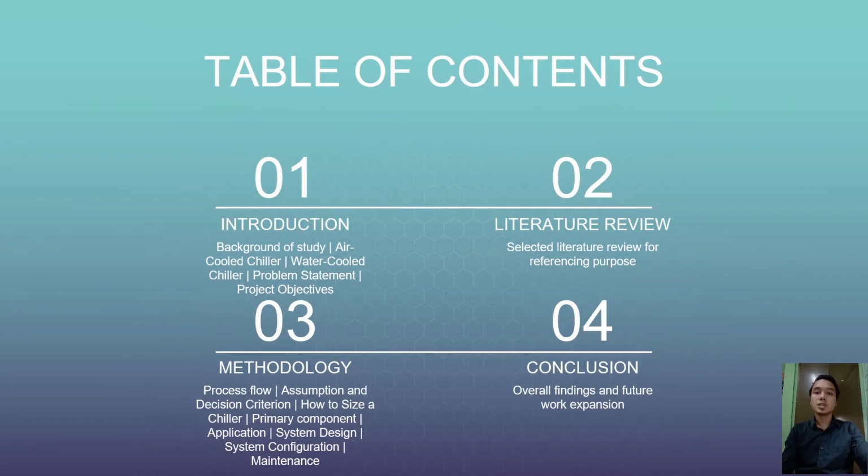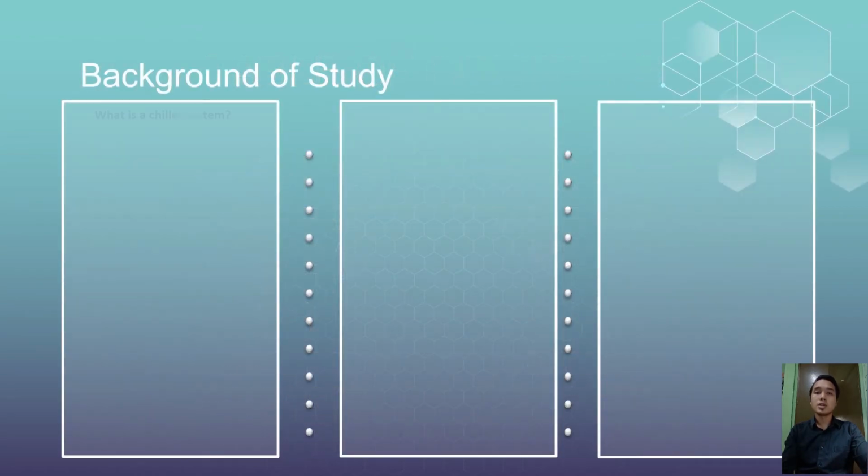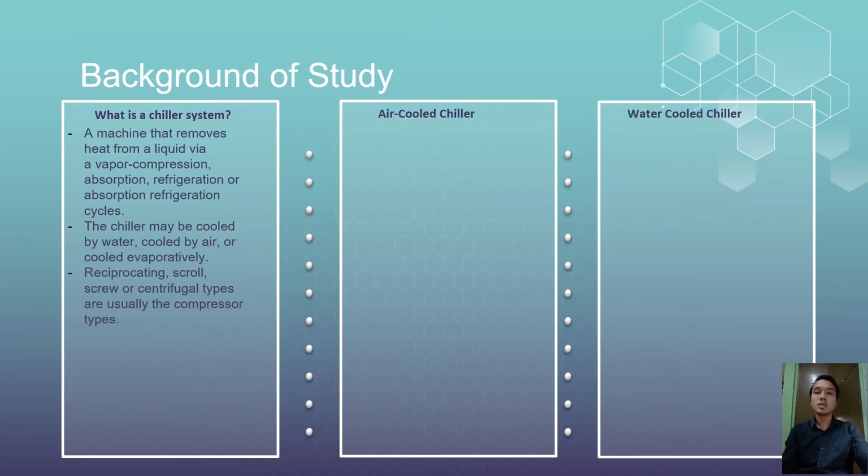So to explain the background study, I will explain generally what a chiller system is and compare the use of air-cooled and water-cooled systems. A chiller system is basically a machine that removes heat from a liquid via vapor compression, absorption, refrigeration or absorption refrigeration cycles. The chiller may be cooled by water, cooled by air or cooled evaporatively. In a wide range of commercial facilities, including hotels, restaurants, and others, chillers have become an integral HVAC component. This industry has long known that in most plants, chiller devices constitute the single greatest consumer of electrical use.